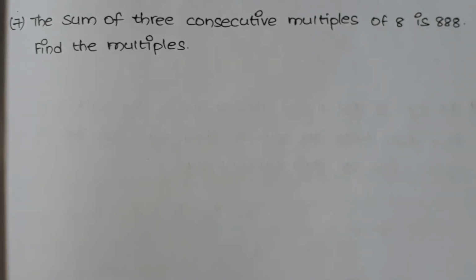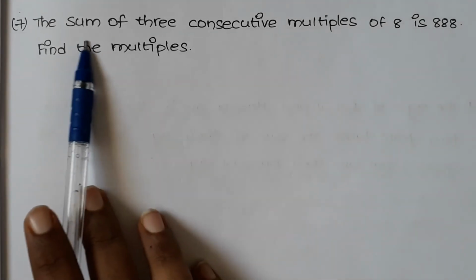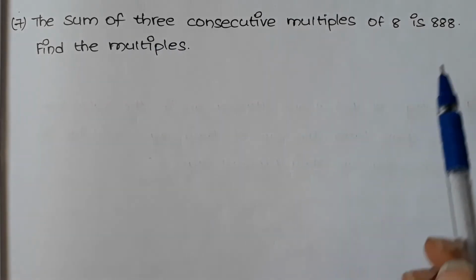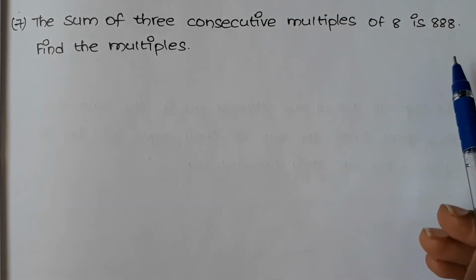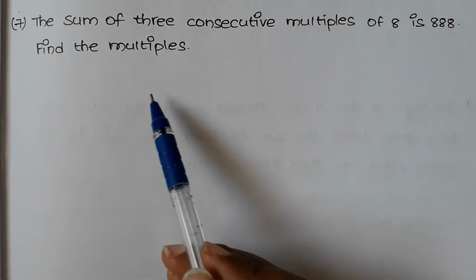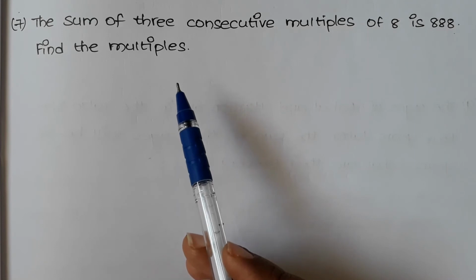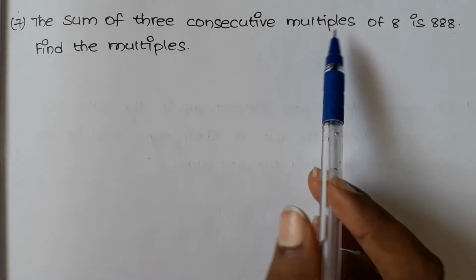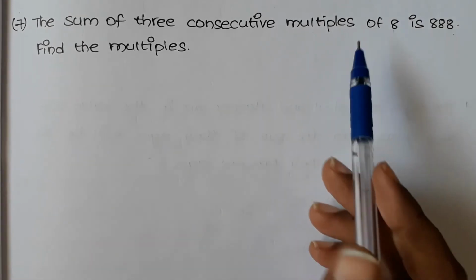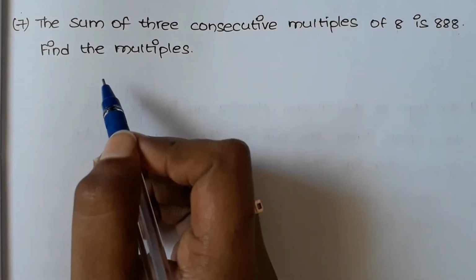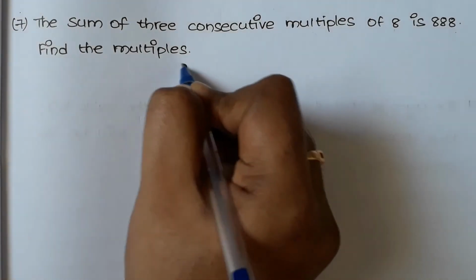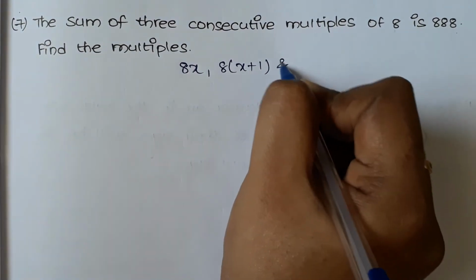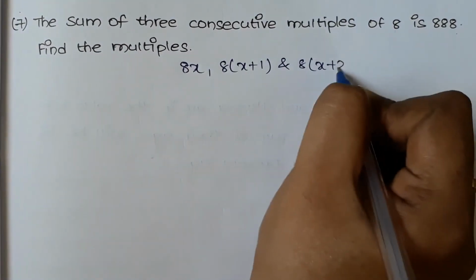Now let us see the seventh question: the sum of three consecutive multiples of 8 is 888. Find those multiples. In the previous question we saw consecutive integers, and now here the consecutive multiples of 8. Let us assume the consecutive multiples of 8 are 8x, 8 into x plus 1 and 8 into x plus 2.